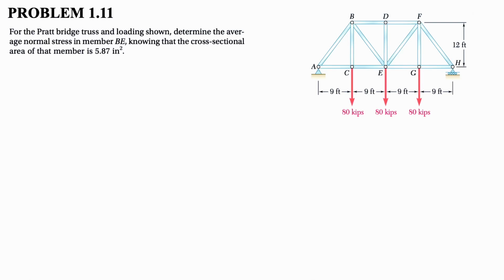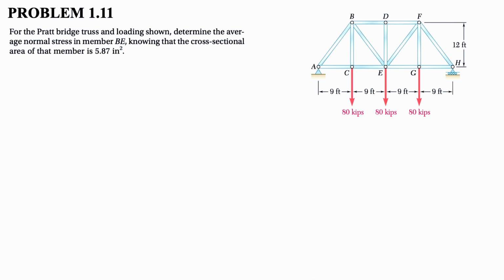Alright guys, welcome back. We're going to be solving another question from the first chapter of the Johnston textbook, Mechanics of Materials, and we have question 11. For this bridge truss, we have some loading as we can see in the figure, and we need to determine the average normal stress in member BE, knowing that the cross-sectional area of the member is 5.87 inches squared.